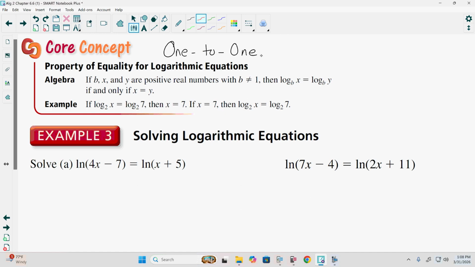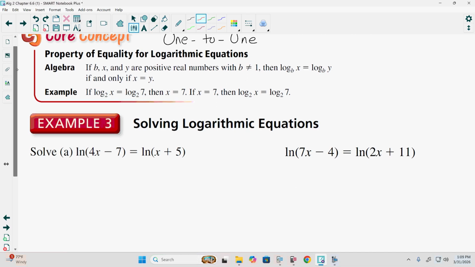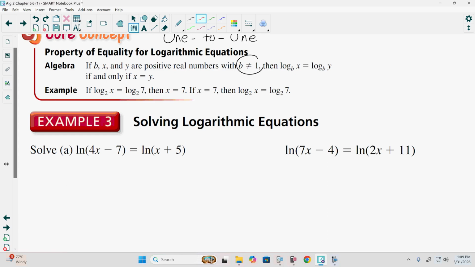One-to-one property still. If I have one log on either side of the equal sign, and it is the same logarithm, the only way they can be equal is if what's inside each logarithm is the same. Note, what's inside the logs, the base of a logarithm cannot be 1. Whatever the value of x and y is, it cannot be 0 or negative.